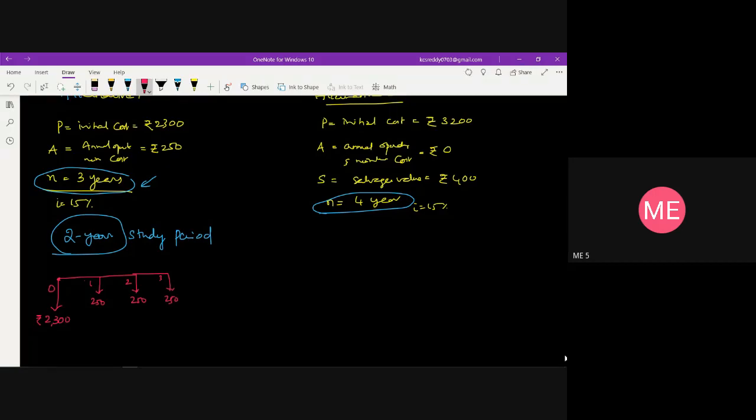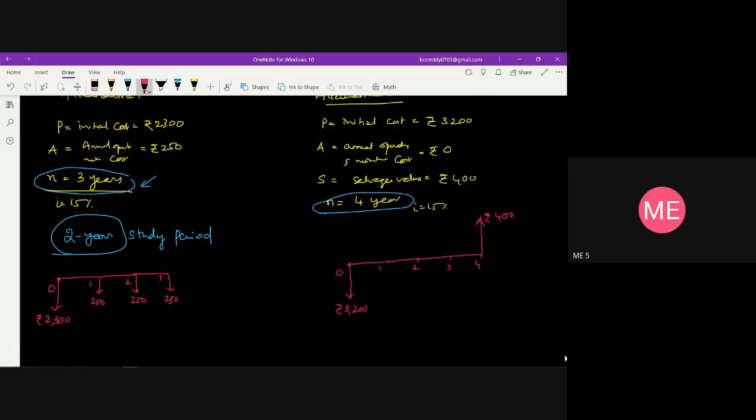Similarly, if I draw the cash flow diagram for this, I have it for 4 years. So at time 0, we have the initial cost of rupees 3200, and there is nothing in years 1, 2 and 3, and then at the end of the fourth year, we have the salvage value of rupees 400.